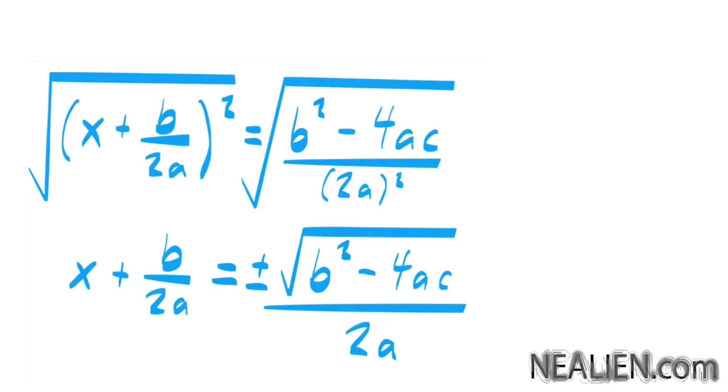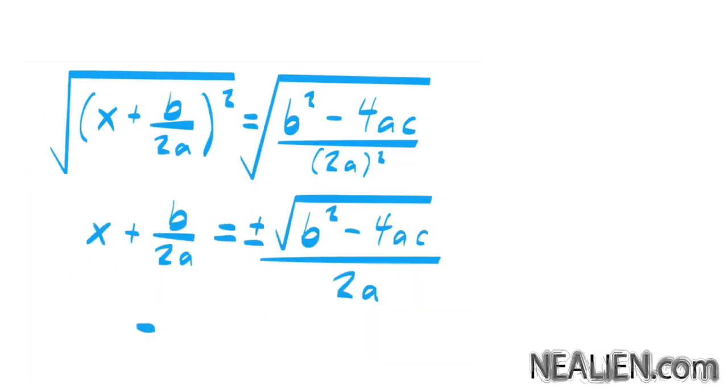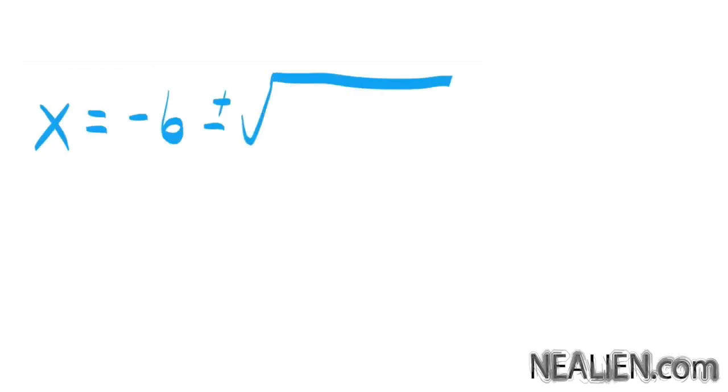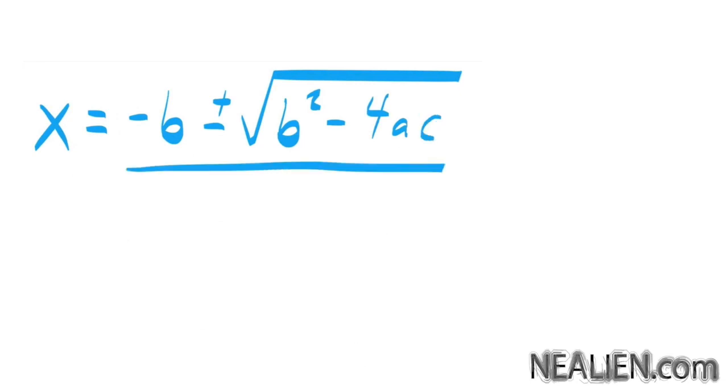So now we've got x plus b over 2a equals plus or minus the square root of b squared minus 4ac, and that's over 2a. This is starting to look more like the quadratic formula. The last step is to subtract b over 2a from both sides, and then we wind up with what we know as the quadratic formula. So x equals minus b plus or minus the square root of b squared minus 4ac, over 2a.